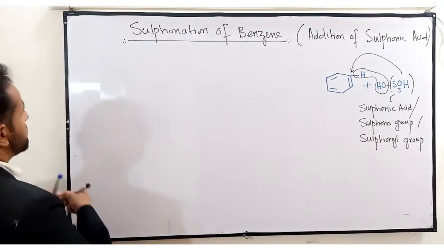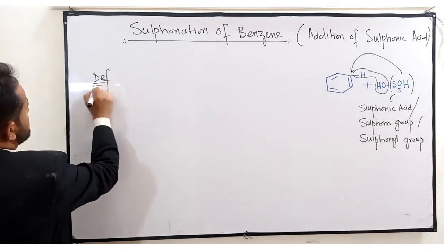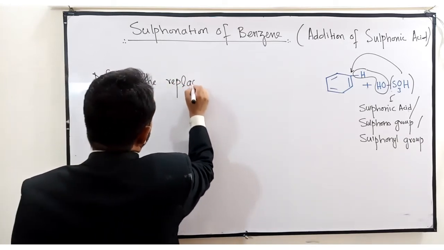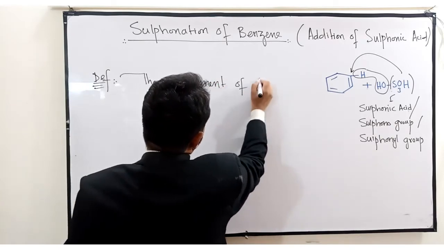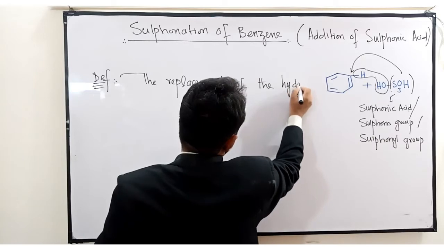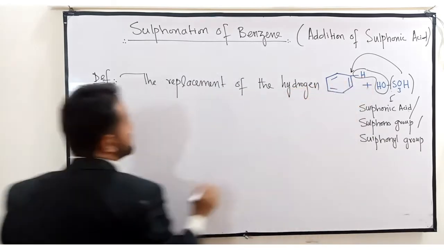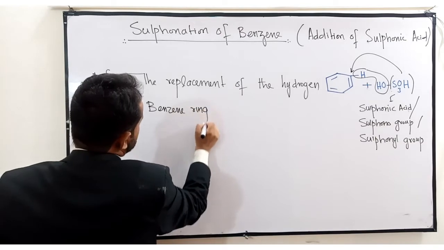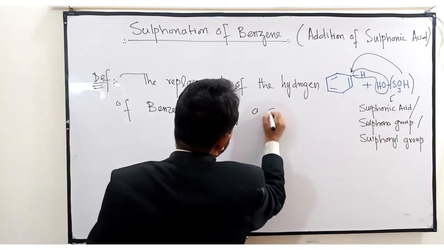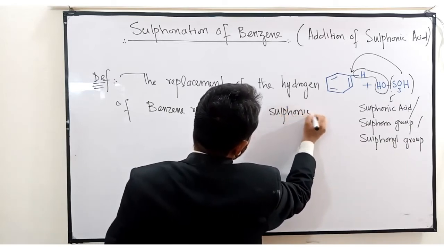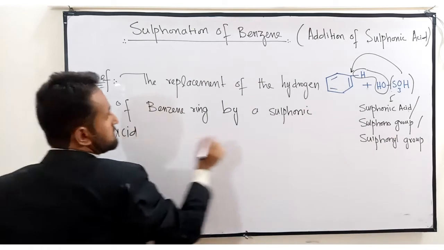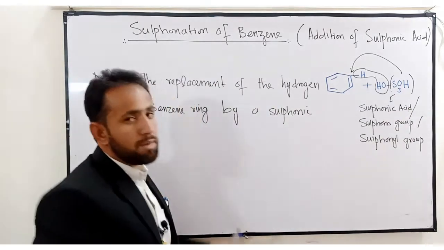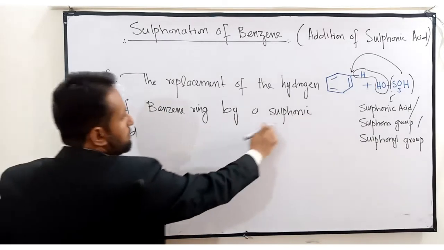So first I will write its definition. The definition of sulfonation is very easy. The definition is like this: the replacement of a hydrogen atom of the benzene ring by a sulfonic acid group. We will obtain this sulfonic acid group basically from sulfuric acid.